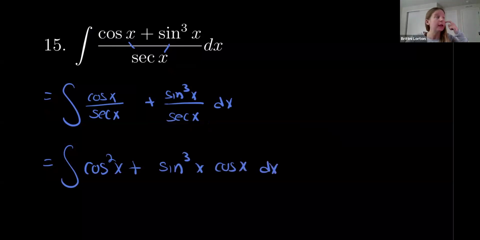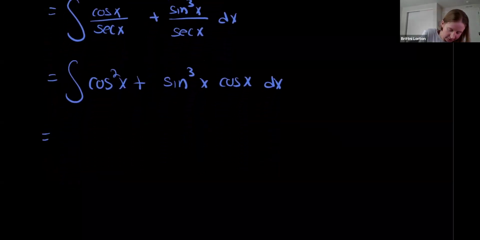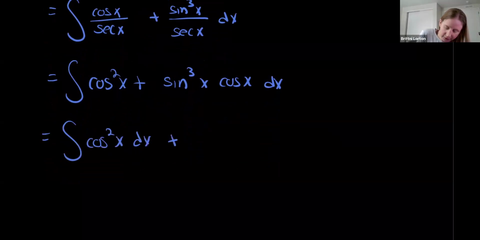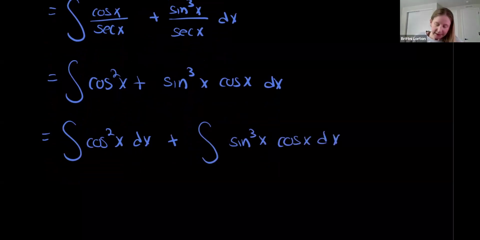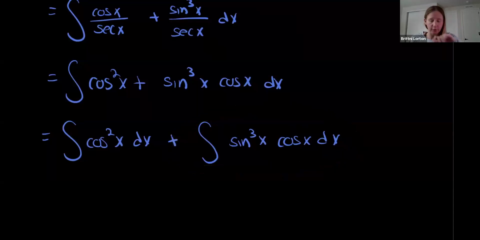All right, and then this is where it becomes quite tricky. I'm going to break this up into two separate integrals. This is now the integral of cosine squared of x dx plus the integral of sine cubed of x times cosine of x dx. And the reason I broke it up is this second integral looks just like the one that we did earlier, which is just a basic u sub. I can let my u be sine. That'll be an easy one.